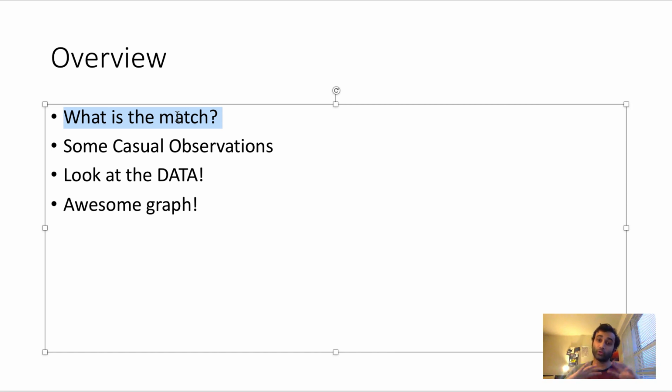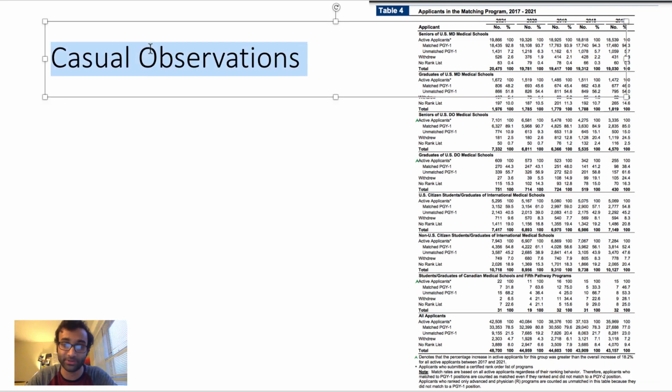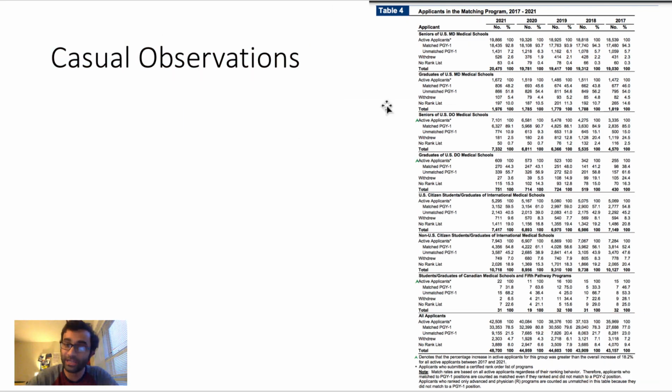So I want to go through the data of this year's match and ultimately help you guys understand what works and what doesn't. So I want to now put on my glasses to show you it's getting real. So here are some casual observations, right? The first thing I want to show is that there are different categories here. The first one is seniors of US MD schools. The second one is graduates of US MD schools. And then, you know, seniors of US DO schools and then graduates of US DO schools. And then you have IMGs under here.